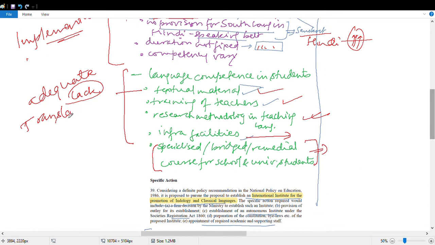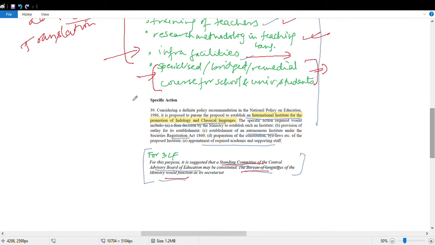Then training of teachers and research methodology in teaching the languages were to be taken up. Infrastructure facilities had to be increased for any kind of language, including the foreign language. At school or university level, specialized or bridged or remedial classes for different languages could be set up.